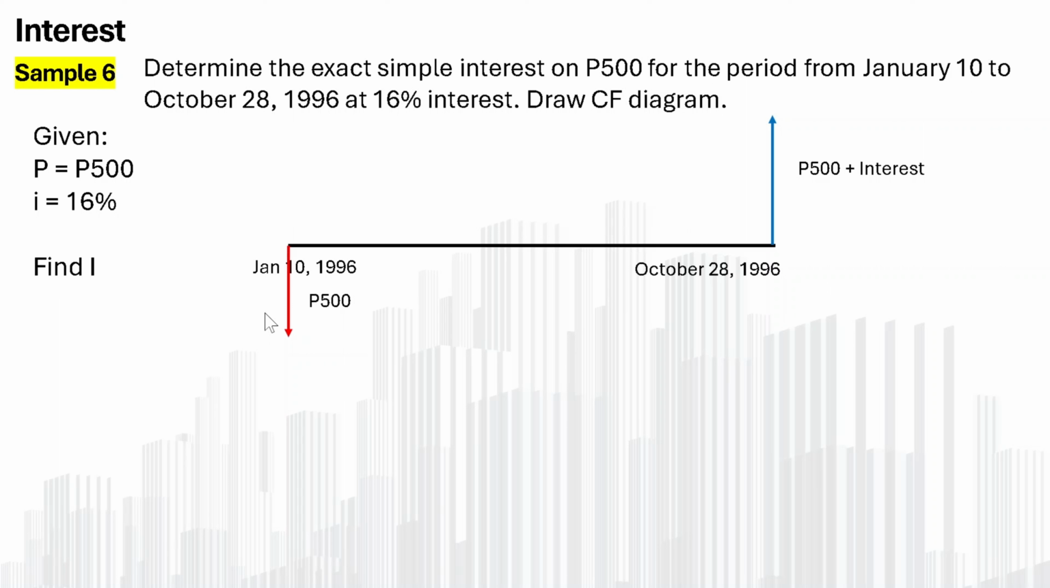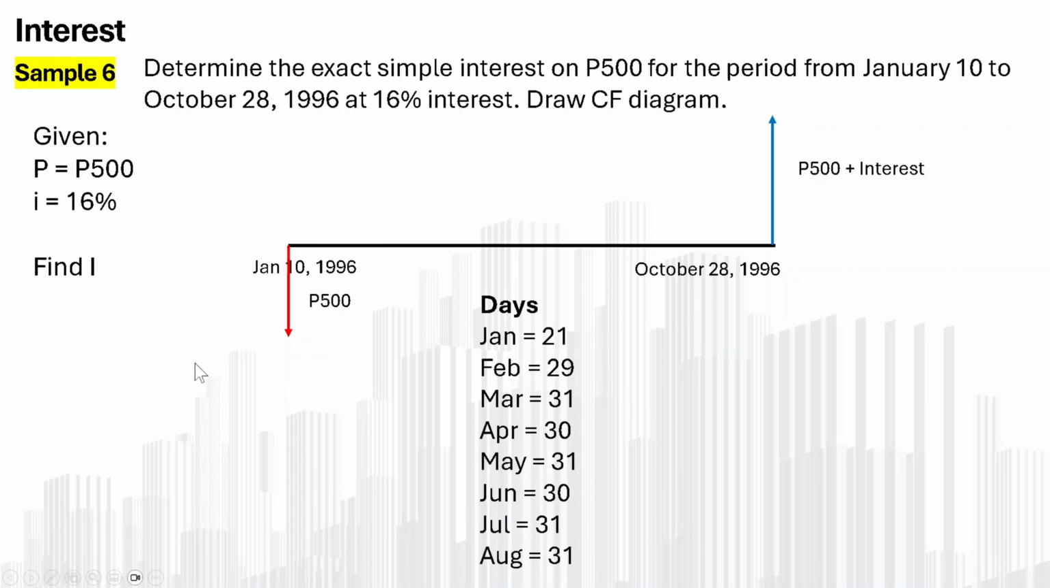So the February we will use here has 29 days, followed by 31 in March, April has 30, May has 31, June has 30, July has 31, and August has 31. Then September has 30 days. And finally, we reach October with 28 days. So we total those days. Now we have 292 days.